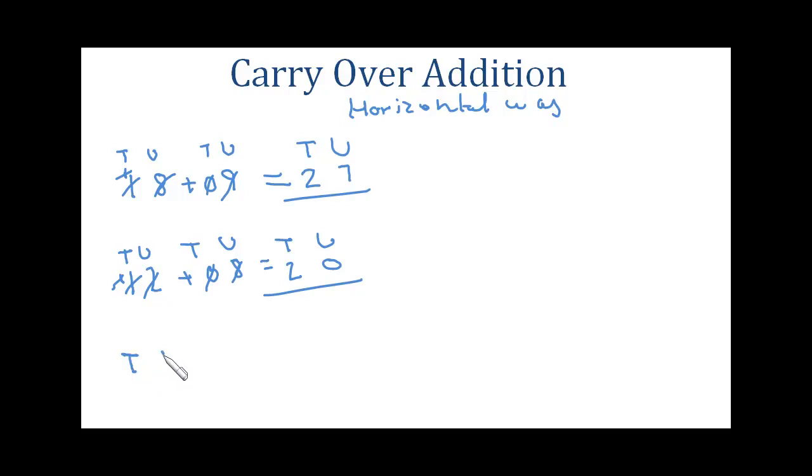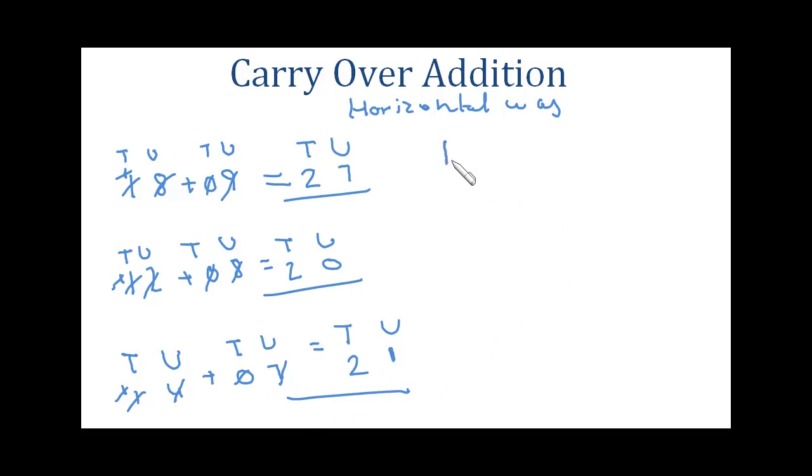First we'll write tens and units. Suppose we have 14 plus 07, tens and units. So 7 plus 4 equals 11. So 1 over here and 1 over here, and 0, 1 and 2, it equals 21. Right?